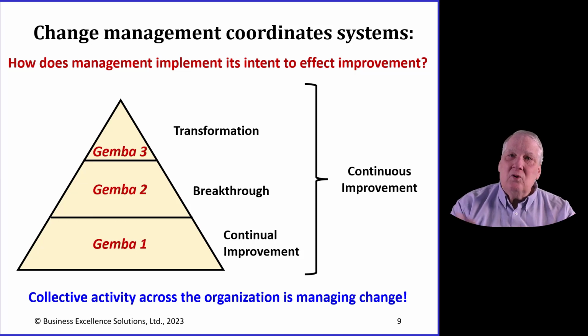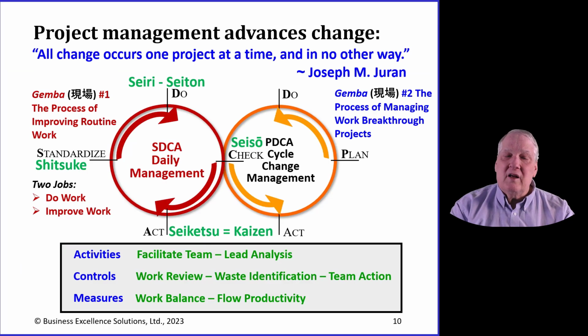And what we see when we're looking from the outside of the organization, we can't tell, is the change from continual improvement in daily management? Is it coming from a breakthrough project, or is it coming from an initiative that is strategic and is meant to be a transformation project? To the outside, it all appears as continuous improvement. So this is the collective activities that the organization is using to manage change across all of its levels.